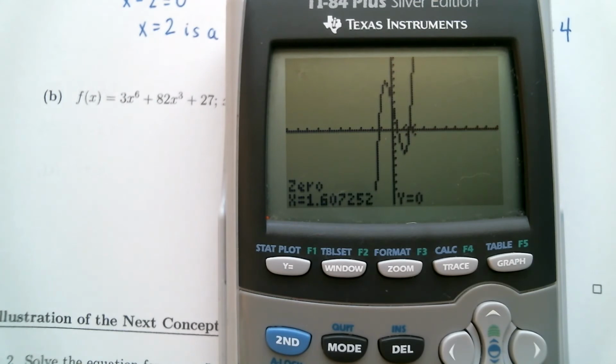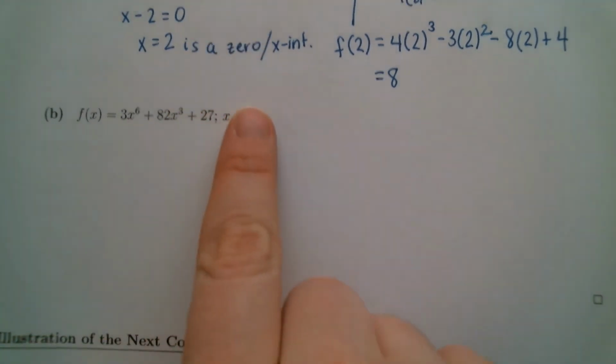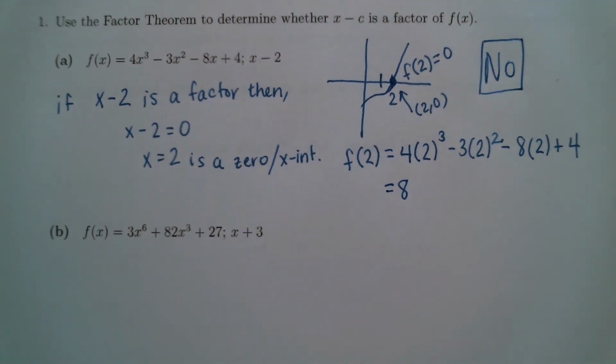You can see the x-intercept is not 2. It's close, like 1.6 something, but it's not actually 2. So since 2 is not an x-intercept, that means x minus 2 is not a factor. Again, it's just a yes or no question. Let's try one more.